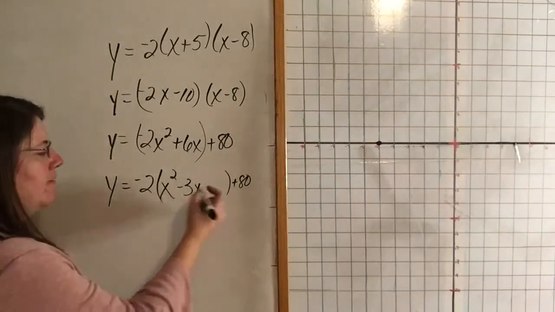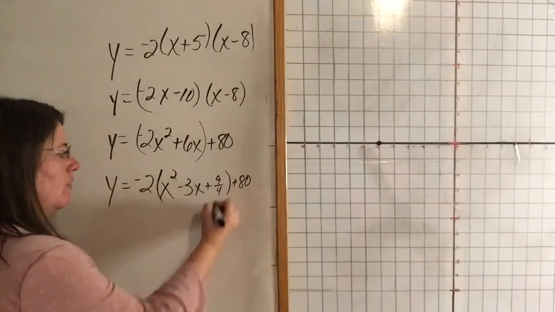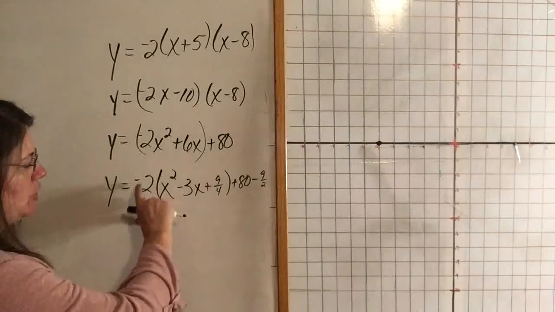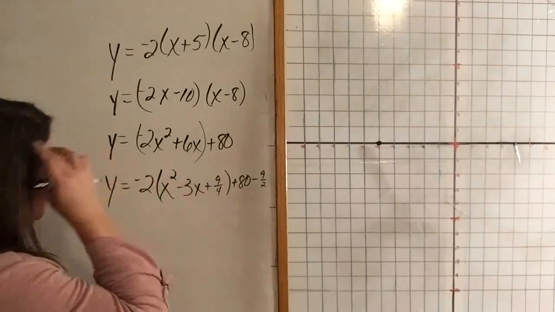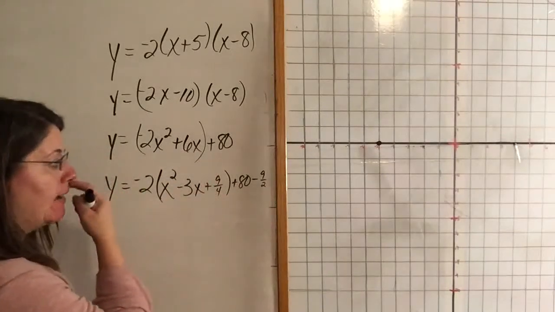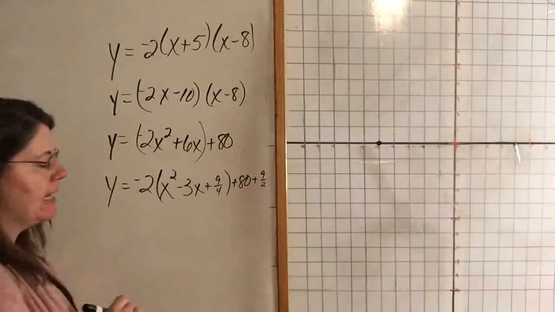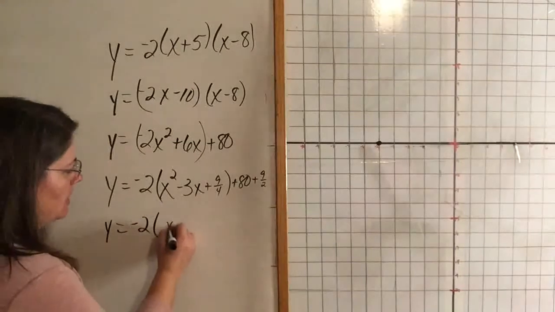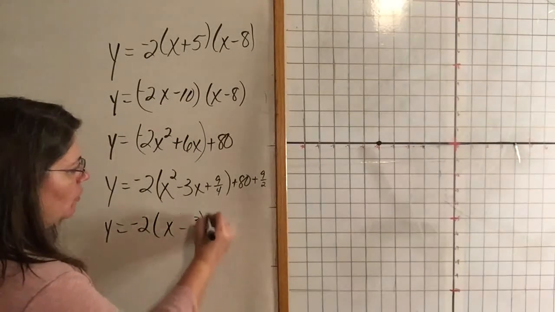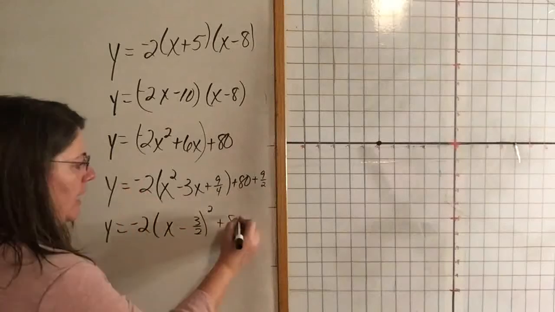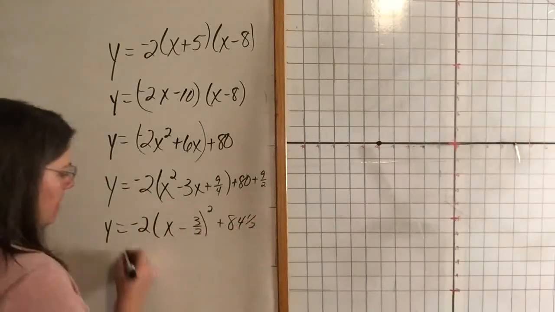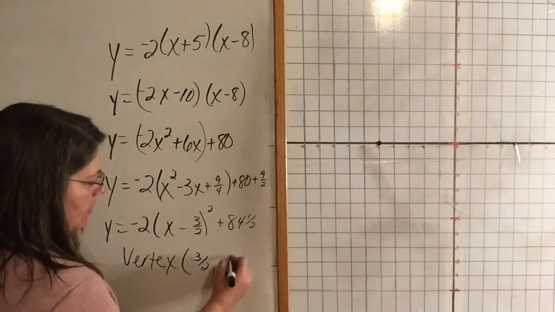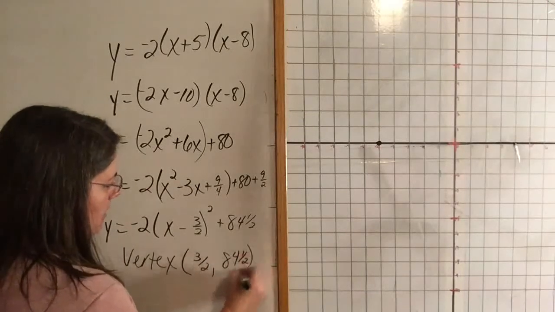Half of 3 is 3/2, and 3/2 squared is 9/4. So if I've multiplied this by -2, that means I've really subtracted a 9/2 there, so I need to add a 9/2 here. And so my vertex form is -2 times x minus 3/2 squared plus 84.5. So my vertex is 3/2, 84.5.